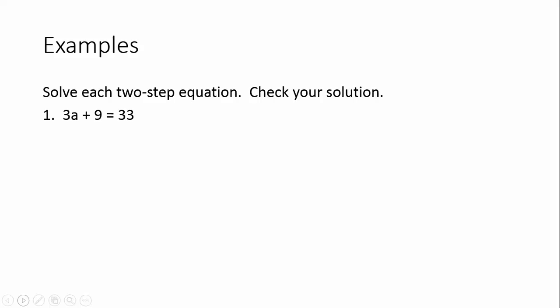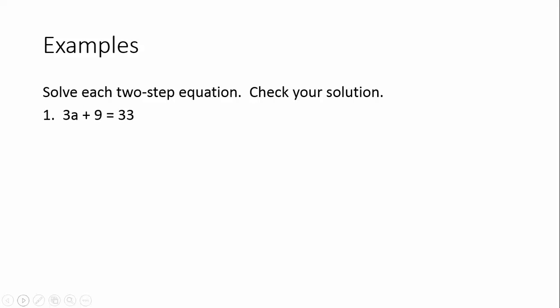So we have 3a plus 9 equals 33. And for those of you that are not a fan of showing your work, this is where it becomes extremely important that you are showing your work, because there are multiple steps now. And if you put down an answer, I cannot tell how you got that answer or what your thought process was. This is why we show our work.